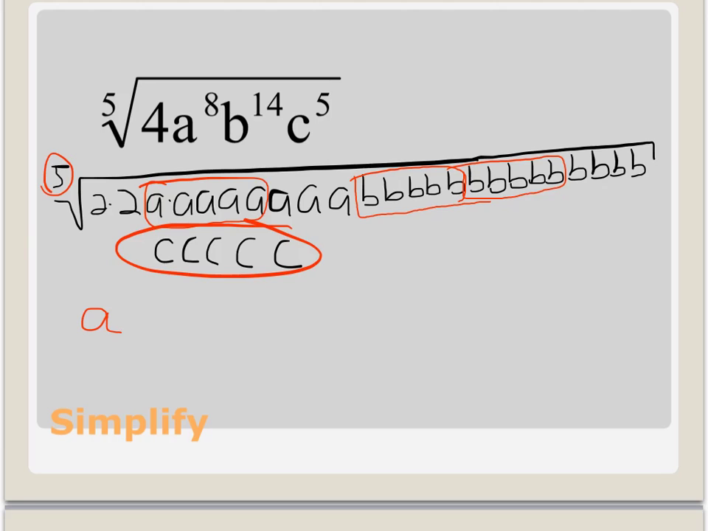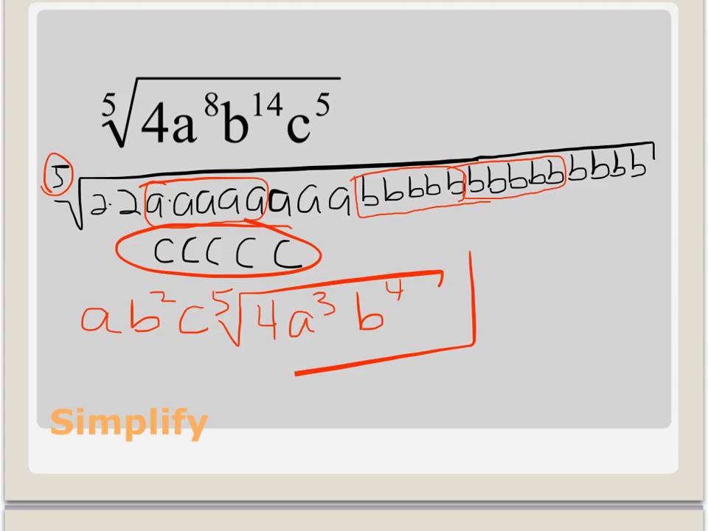1 A, 2 B's, and 1 C. And everything else is left underneath. So 2 times 2 is 4, A to the 3rd, 1, 2, 3, B to the 4th.